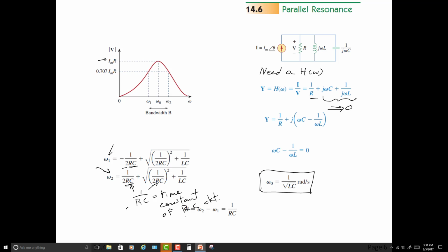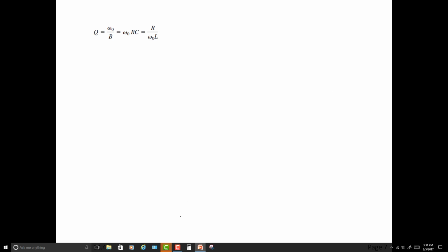This is not a shock because all these things are basically being derived from the same fundamental ideas. Here's the bandwidth, right? Now expressed as that time constant. Very nice. All right, let's move on to the Q now, where you've got omega 0 over beta.